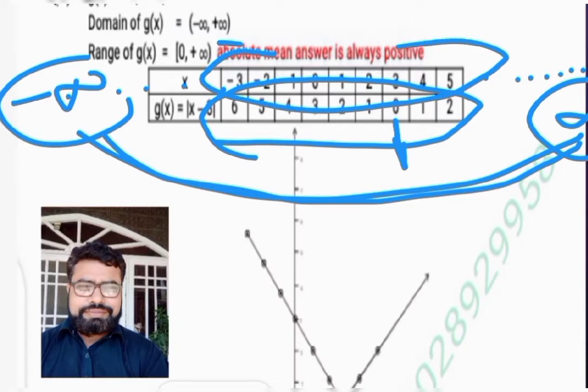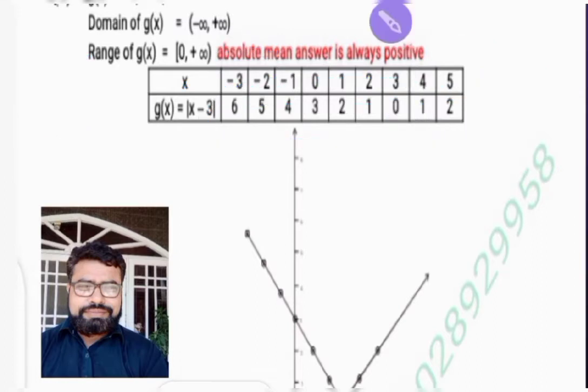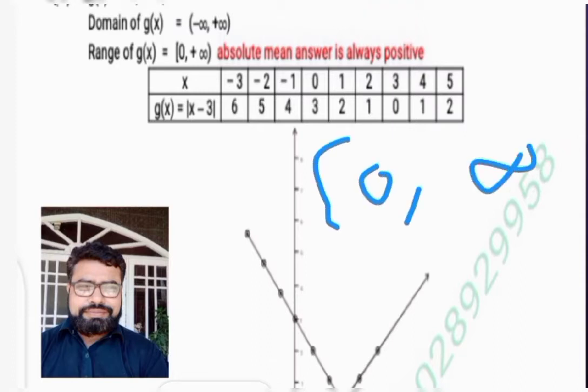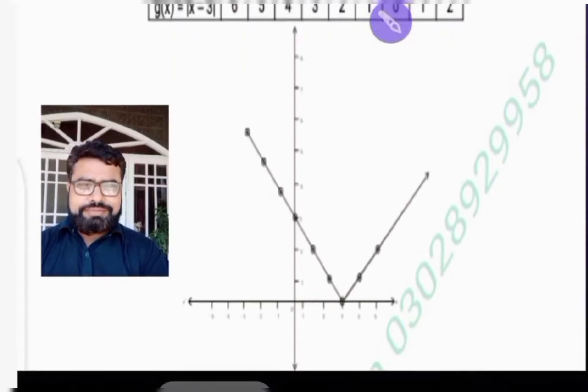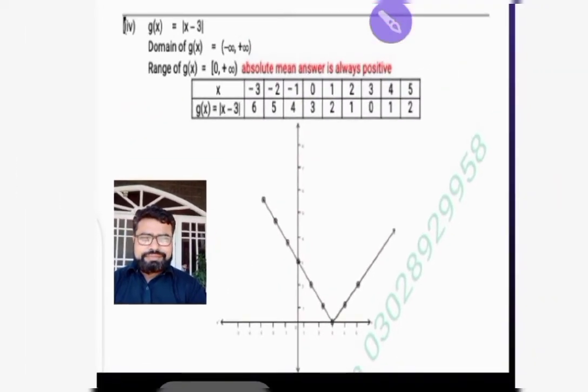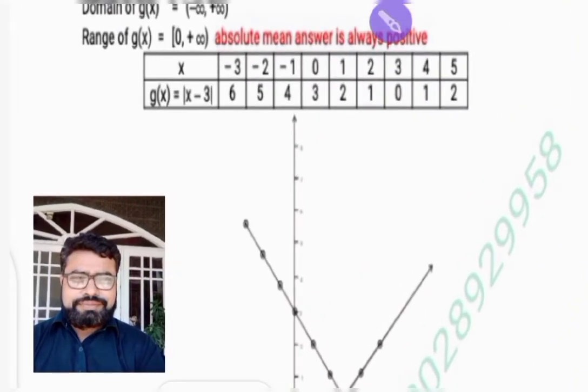The values we put in are the domain and the answers are the range. The minimum value is 0, and after that there is 1, 2, and there are so many values, that is 0 to infinity. We have the range. Now we'll plot these values on the x-axis and y-axis. This is the x-axis and this is the y-axis. Now we will plot these values at -3. This is -3, there is 6, so we'll put a point here.